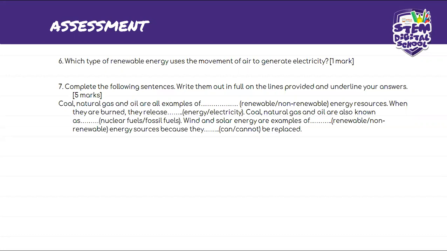Coal, natural gas, and oil are all examples of what? Yeah, you have got your answers here. You just pick from them and fill. When they are burned, they release what? You have it, you write. Coal, natural gas, and oil are also known as what? You have two possible answers, alternatives that you can take.